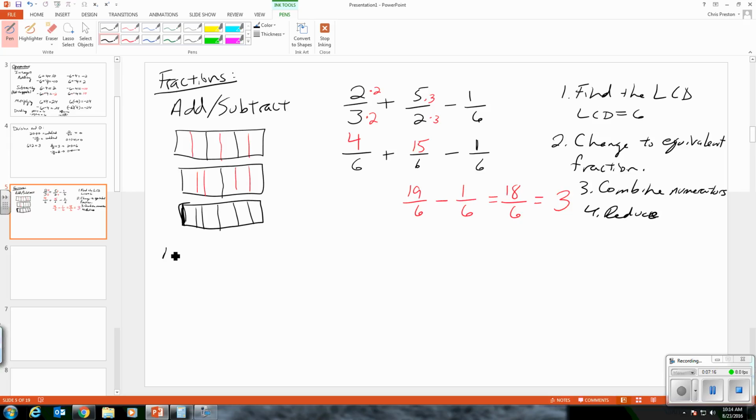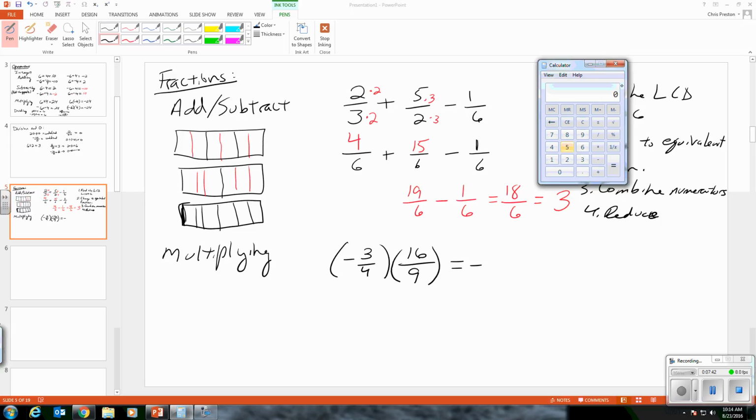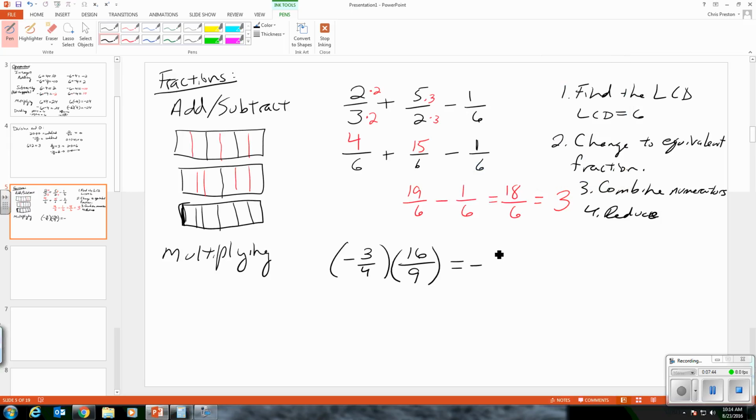Okay, so multiplying. Let's say I want to take negative 3/4 times 16 over 9. So what you can do is you can just multiply top times top, bottom times bottom. A negative times a positive is going to be a negative. So 48, right, 3 times 16, and 36, 4 times 9.